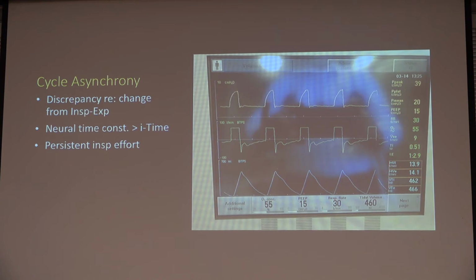And really what we're talking about is most patients have a neural time constant that says, I want my breath to last this long. And the ventilator says, well, I'm cutting off here. And the patient says, no, I still want that breath. And they're going to try to keep taking that breath even after the ventilator cuts the breath off. So really have persistent inspiratory effort after the ventilator stops.